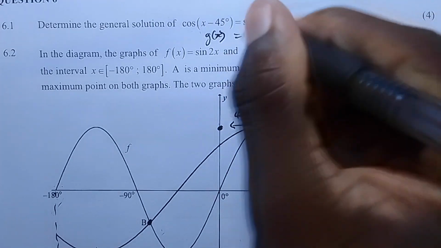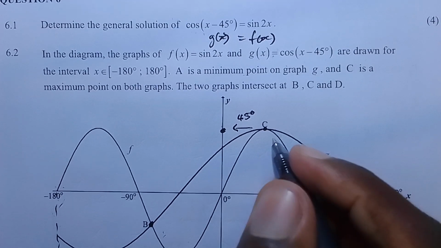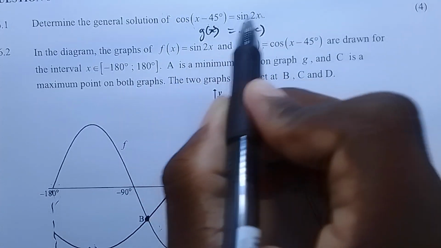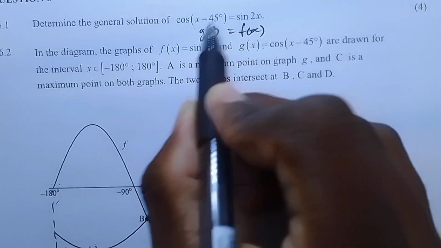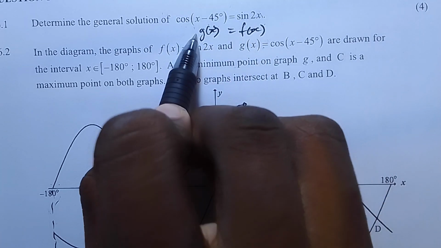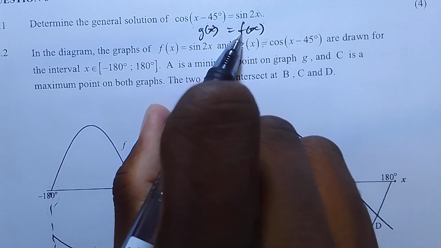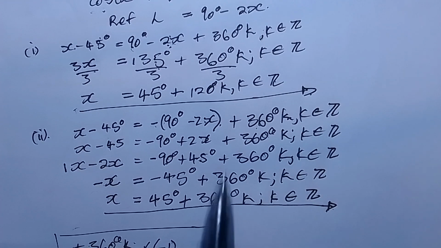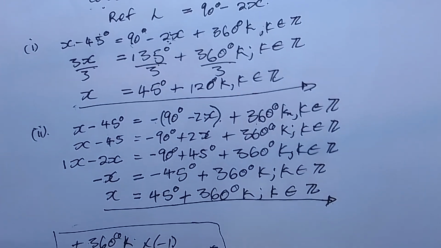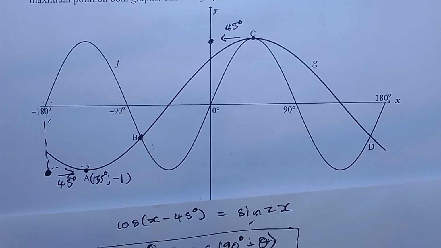And this is sin 2x, which is f of x. So here we were basically finding the general solution for the intersections between the two functions f and g. Now that we have the general solution right here, we just need to find out what the values of x and y are at B.